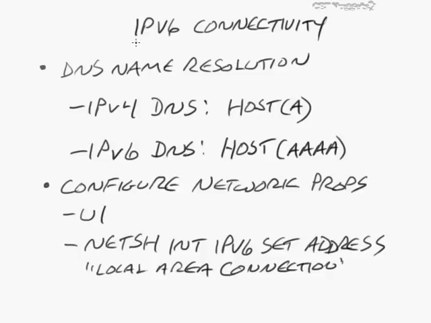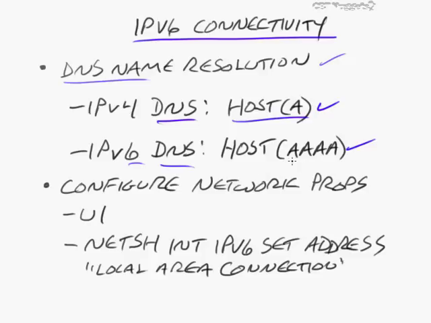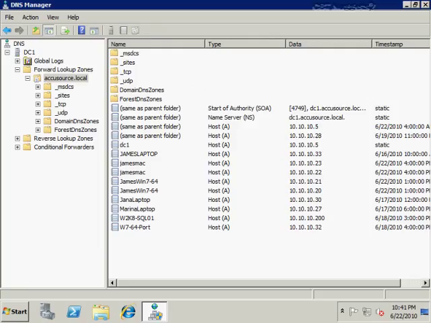For IP version 6 connectivity, you do need to make sure that you have DNS name resolution properly configured. This is true for both IP version 4 and 6. But remember, for IP version 4 in DNS, you would configure what we call a host or an A record. In IP version 6 DNS, you would create a host quad A record, is what we call these. Okay, so let's go ahead and take a look at how that would look in the interface.